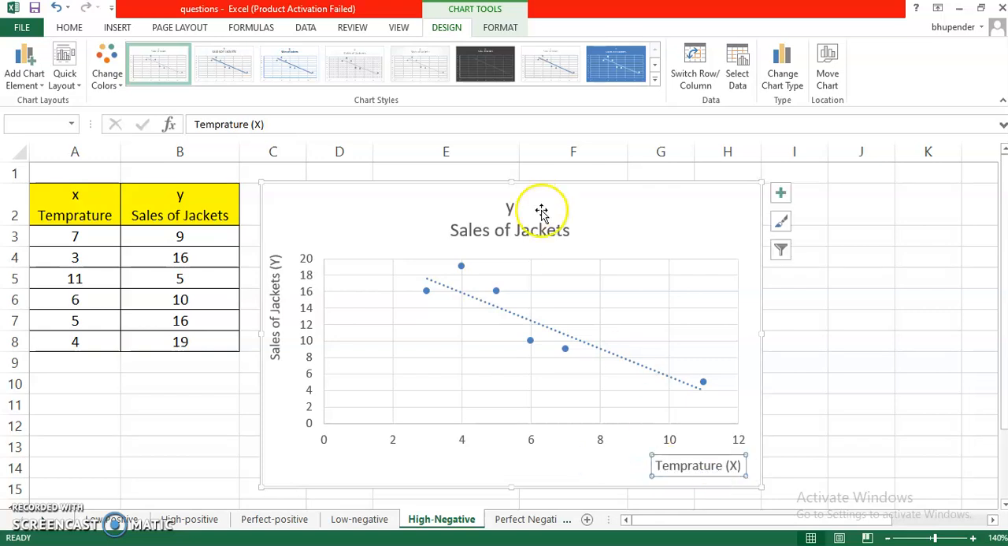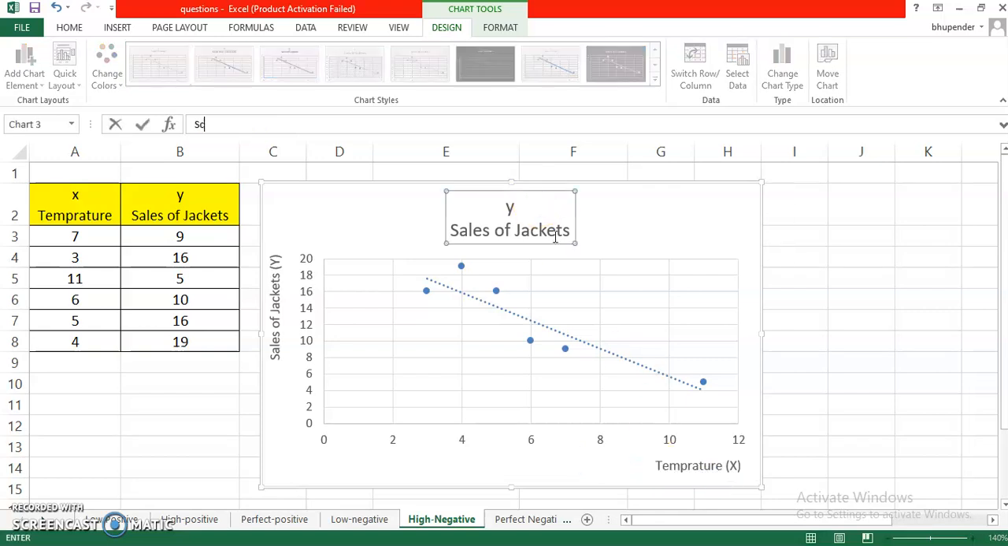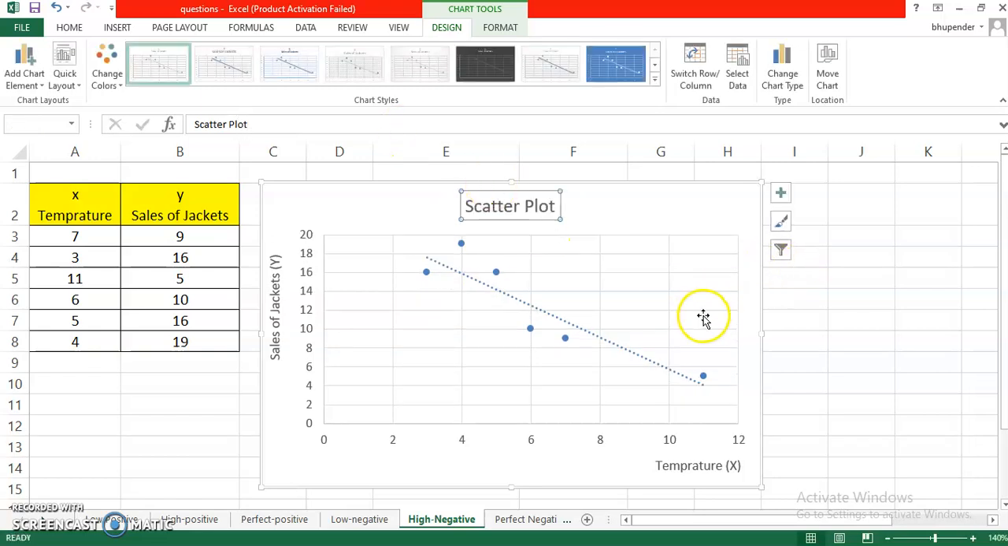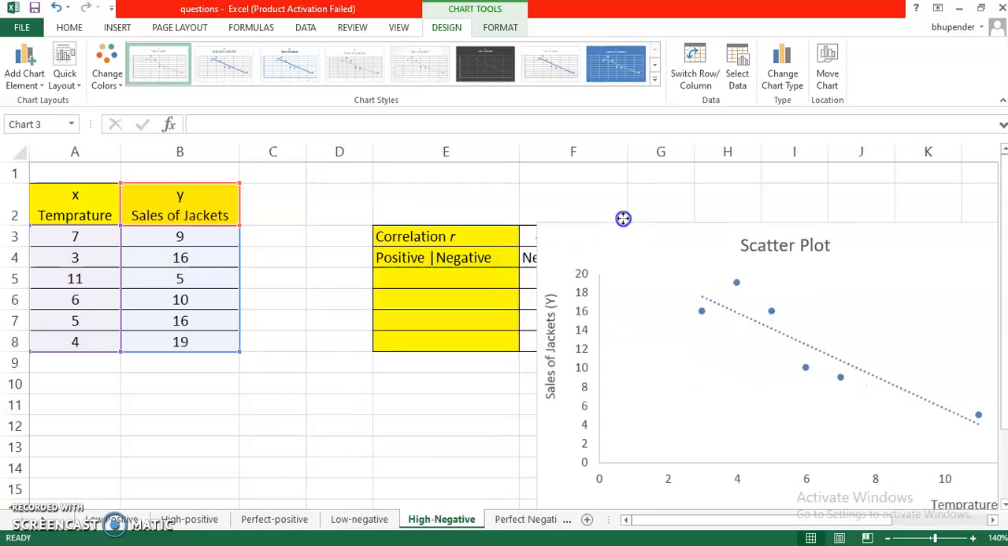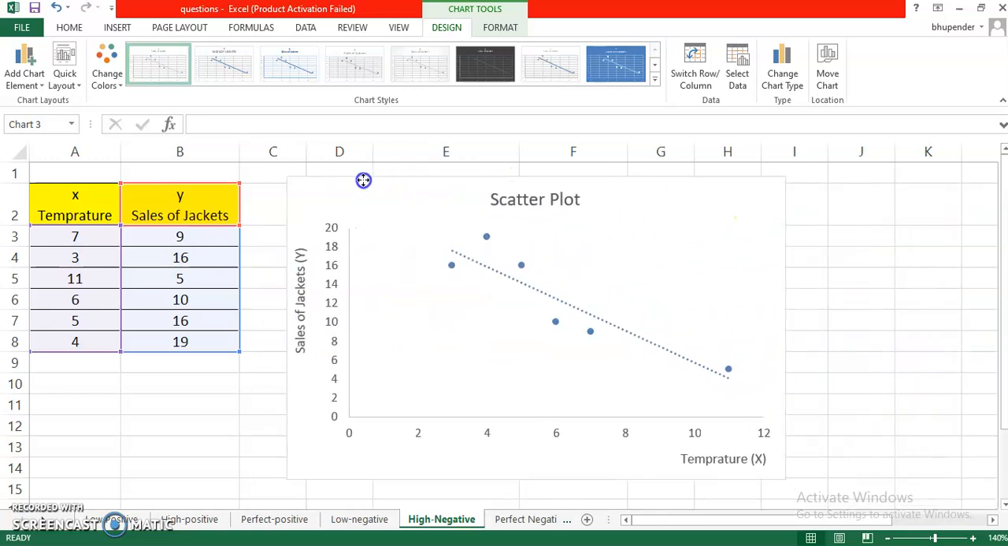And okay, you can amend the chart title also. Just select it and type scatter plot. You can do a number of things. You can get rid of this grid, just delete it, get rid of these lines. So you can modify the chart the way you want. This is verification. It's a very highly negative correlation.